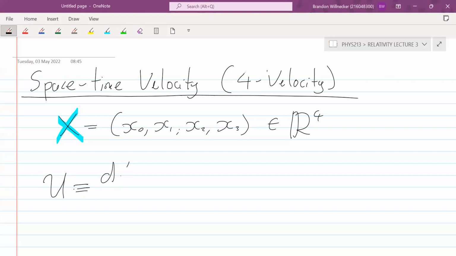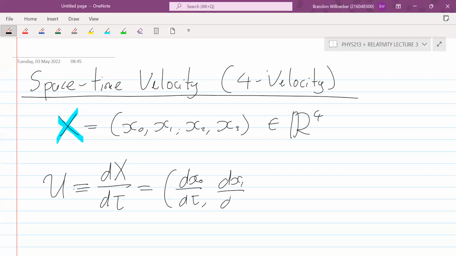We define it as dx by d tau. That's just the definition. It's a good definition because x is invariant and tau is invariant, so this 4 velocity is also invariant, which is what we need. If we write this out in component form, we can write this as dx0 by d tau, dx1 by d tau, dx2 by d tau, and dx3 by d tau.